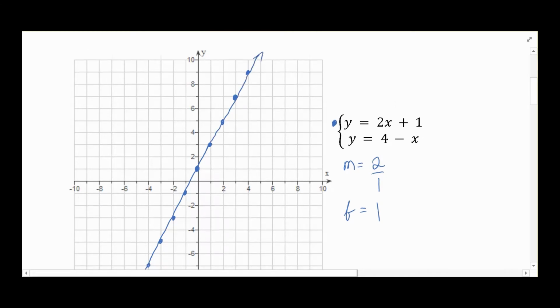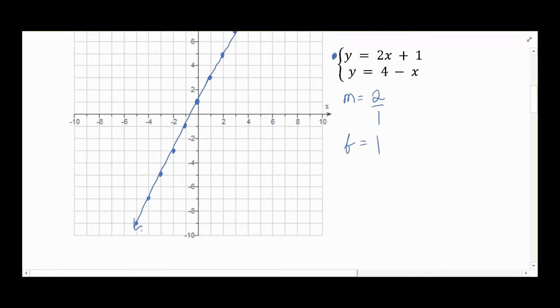And there's our line. So that's the one line. There's an infinite number of ordered pairs there. All of them are solutions to y equals 2x plus 1.